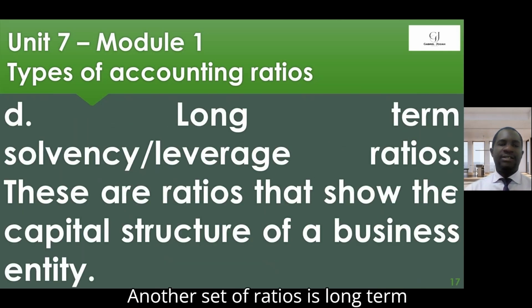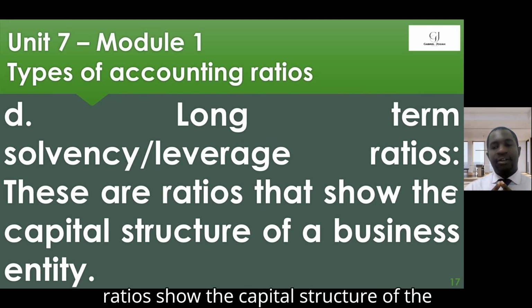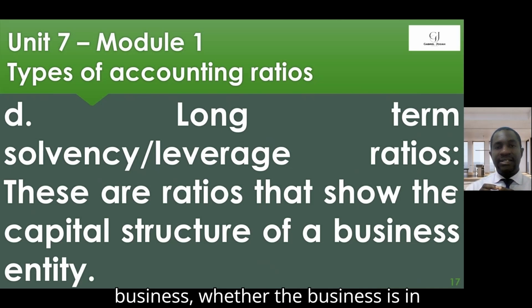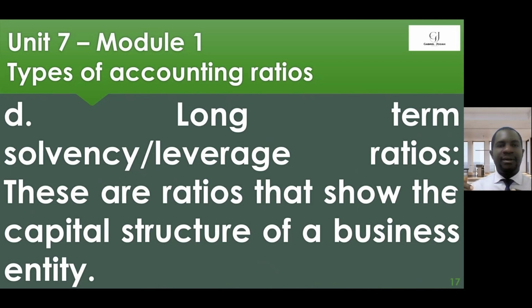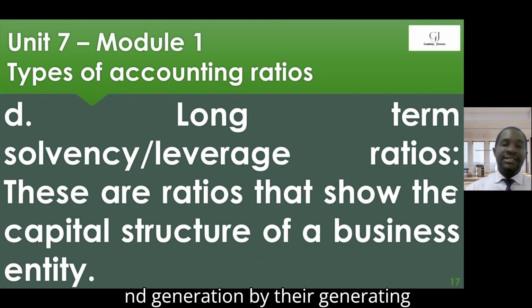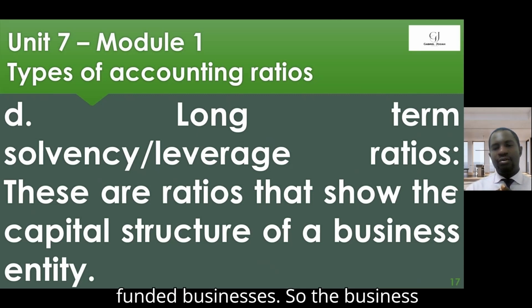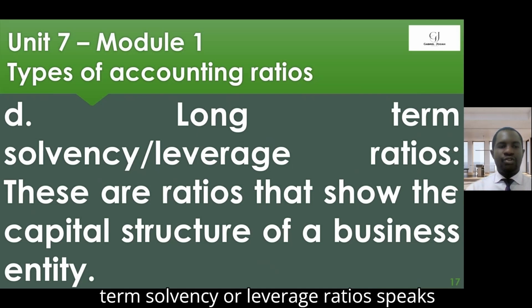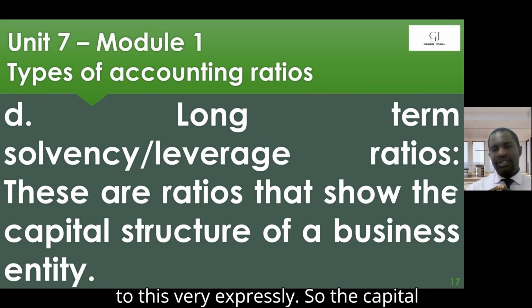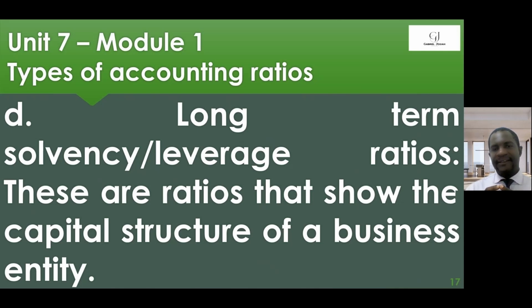Another set of ratios is long-term solvency or leverage ratios. These ratios show the capital structure of the business, whether the business is generating funds with its equity, which is an internal fund generation system, or is externally funded. The business could be funded externally, and the long-term solvency or leverage ratios speak to this very expressly. So the capital structure of the business depends on these long-term solvency ratios.